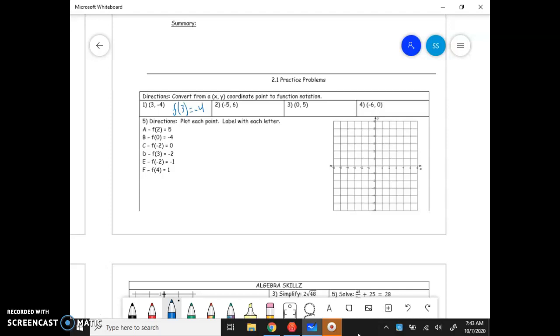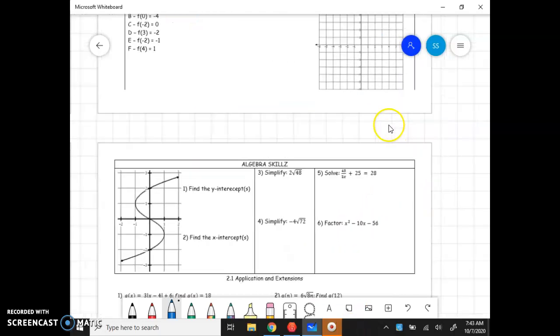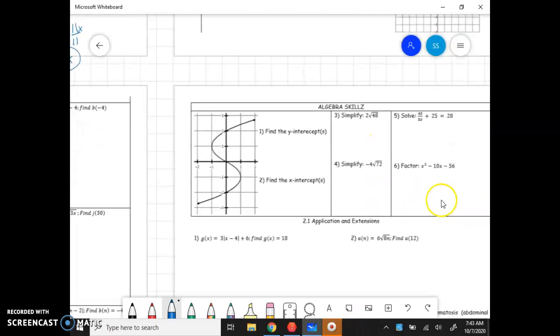So now number 5, we're kind of doing the opposite here. If these are in function notation, we're just going to convert them to the ordered pair. It's going to be 2 comma 5, and so that is right here, over 2, up 5. Okay, those seem pretty easy.